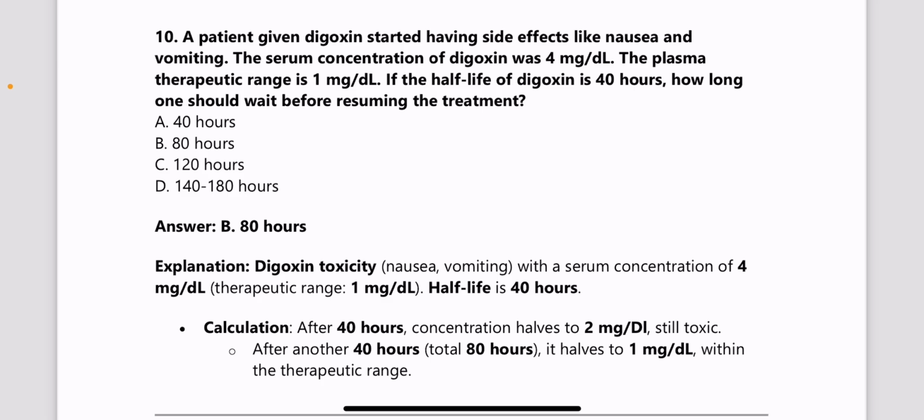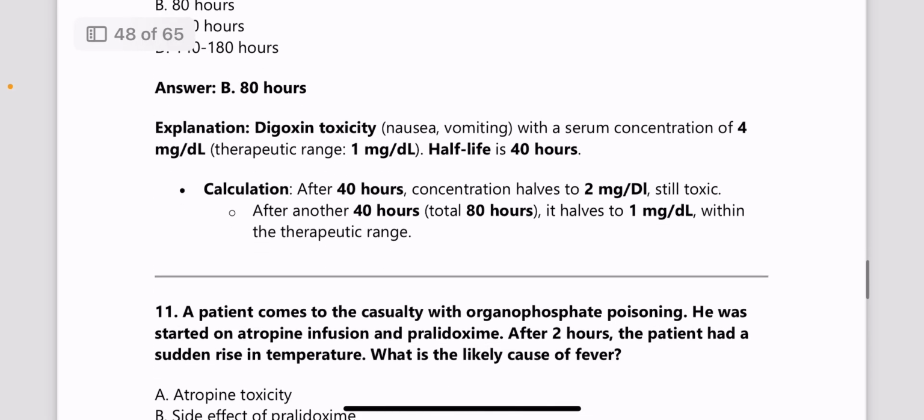So you need to know the formula to calculate this, and it can also be calculated with basic understanding of the question. If you put a little effort into this question, you can find the answer. After 40 hours, the concentration will halve to 2 mg per deciliter, since the half-life given is 40 hours. Then after the next 40 hours, that is after a total of 80 hours, it halves to 1 mg per deciliter, and is within the therapeutic range. So a total of 80 hours will be taken to reach 1 mg per deciliter.